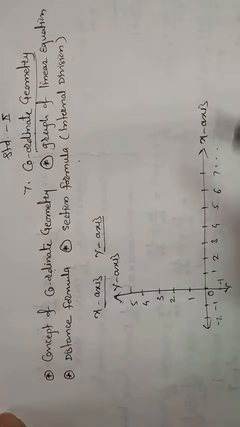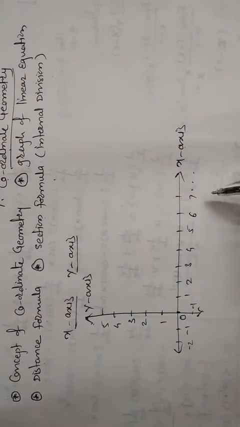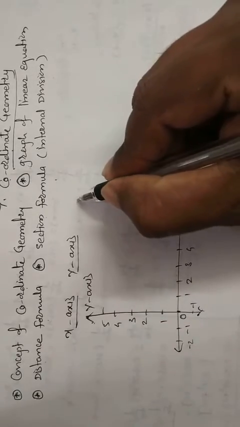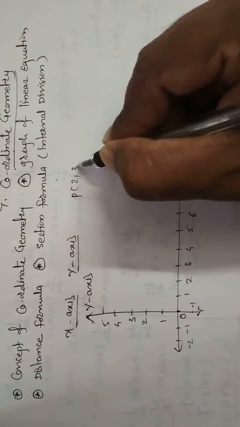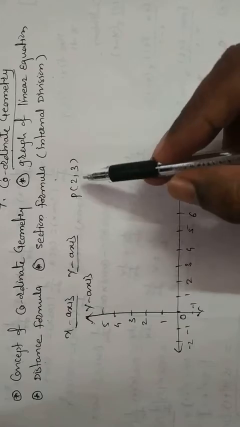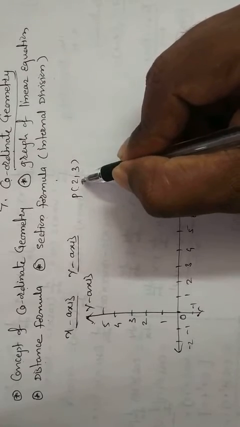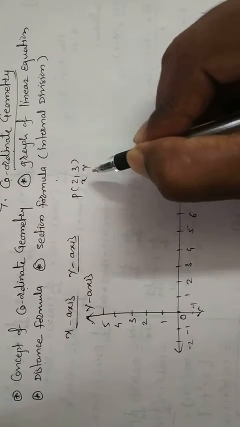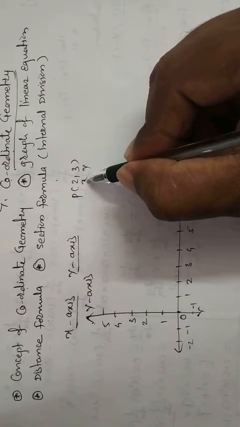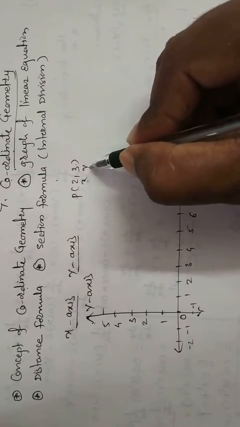So this is called a graph, and this graph having two axes, x-axis and y-axis, this complete form is called coordinate geometry. Now let us take a point. Suppose that P is a point (2, 3), which can be plotted on this graph. So this 2, the first coordinate, is always x and the second is always y. So this 2 is on the x-axis and this 3 is on the y-axis.